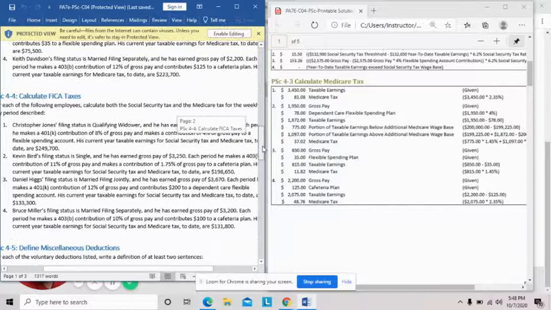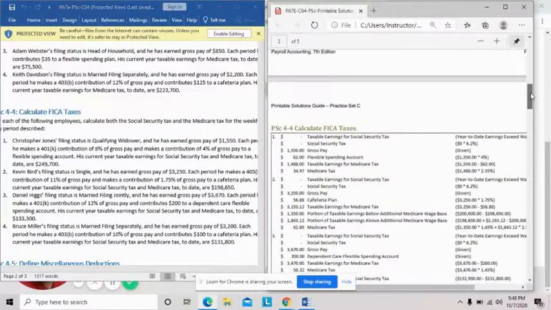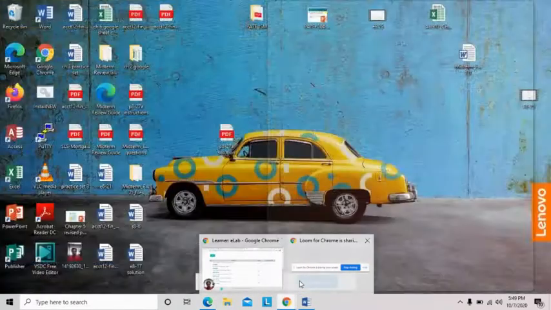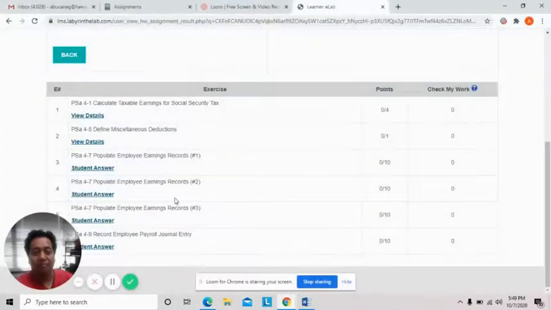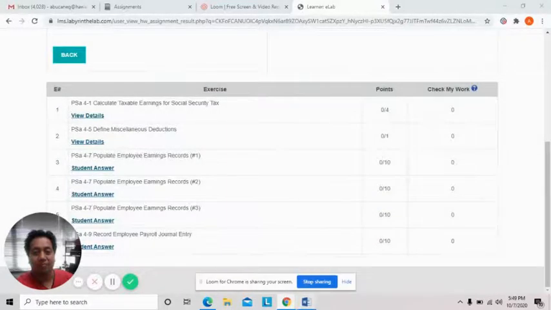Okay, last but not least, I want to discuss FICA taxes. That should help cover what's in 4.7. Yeah. So 4.7. I should have some FICA taxes you need to calculate.